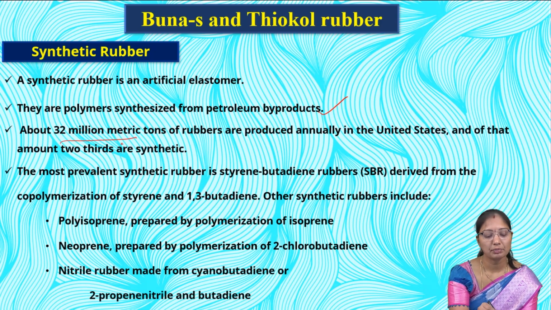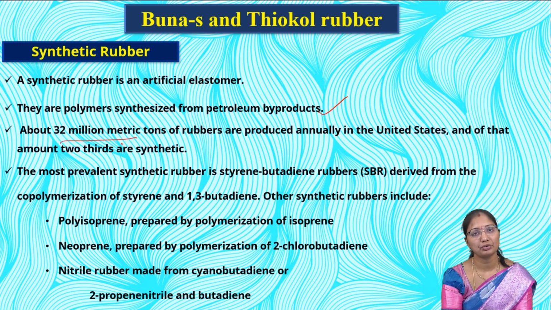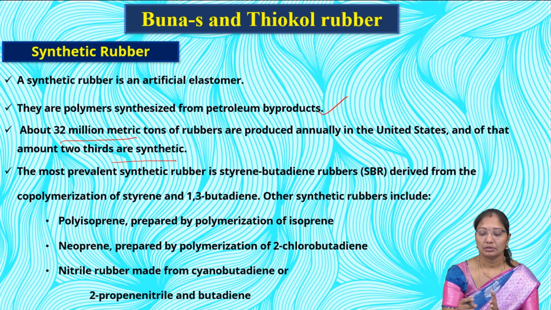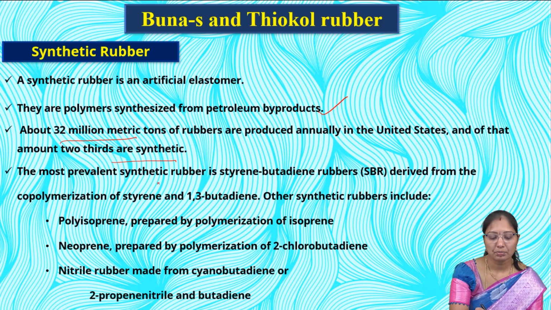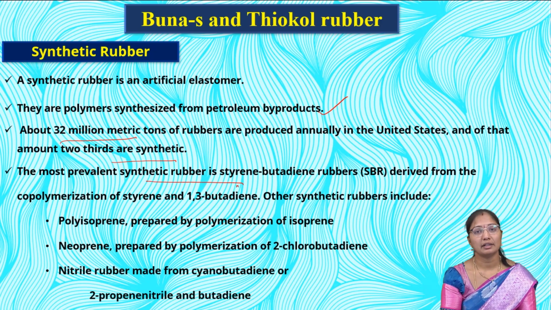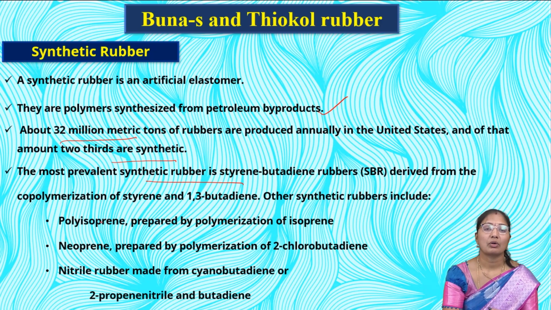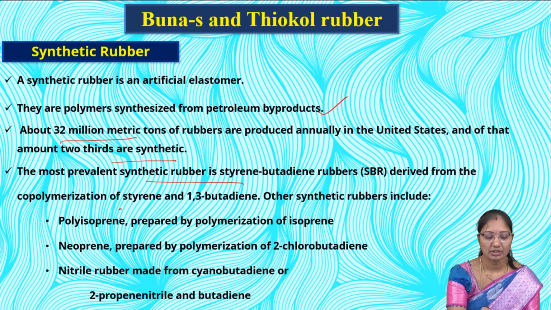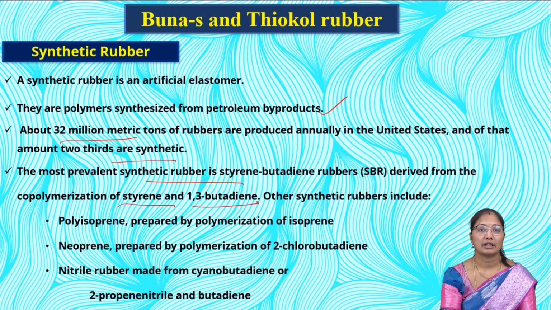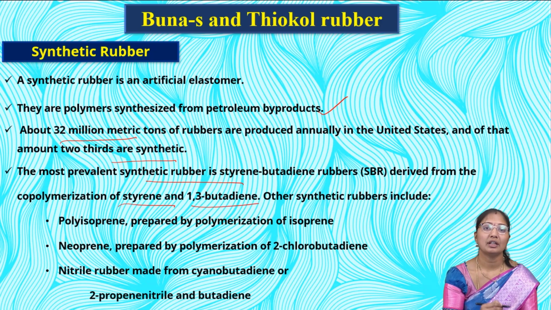About 32 million metric tons of rubber are produced annually in the United States, and 2/3 of it is synthetic. The most prevalent synthetic rubber is styrene butadiene, which we call SBR, derived from the polymerization reaction of styrene and 1,3-butadiene. This is what we are going to see today, which is nothing but the Buna-S rubber.